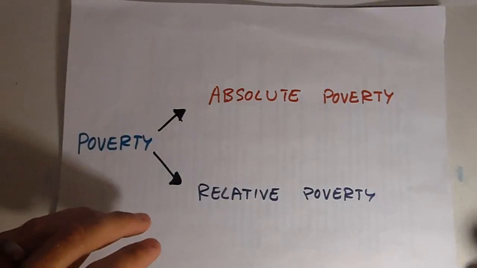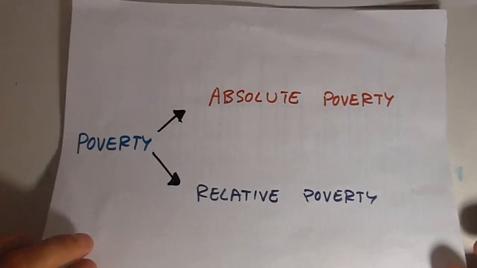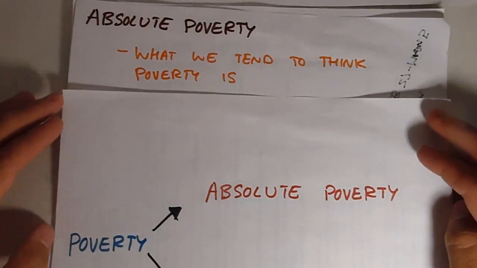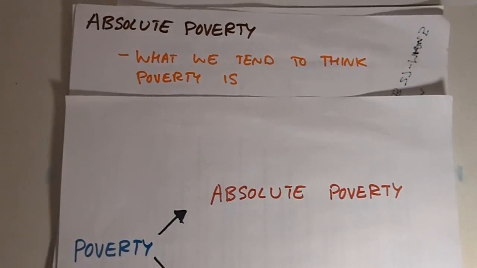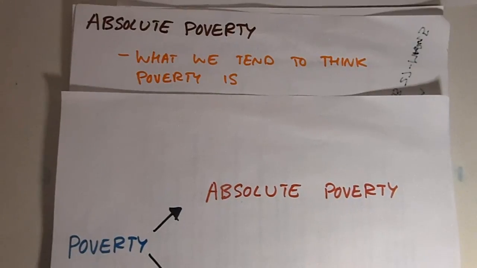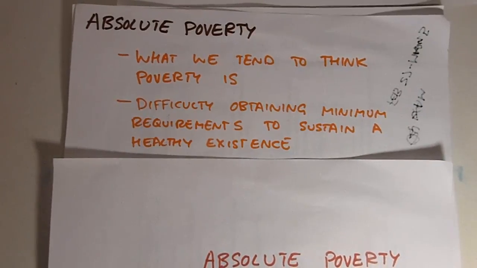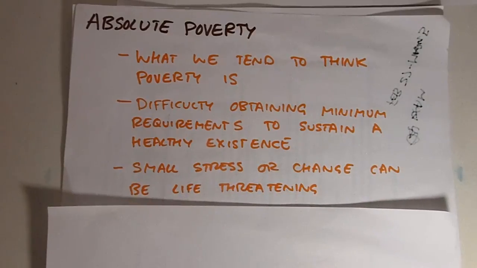Now, absolute poverty is what we tend to think we're talking about when we use the word poor or poverty, even if maybe we're really talking about something else. Usually when we use the word poor, we mean that we don't have enough money to buy a certain thing. With absolute poverty, we're in a condition in which we have difficulty obtaining the minimum requirements to sustain a healthy existence. So the things that we can't buy are the most basic, fundamental things we need to sustain life. This is more than just living paycheck to paycheck and worrying about paying for your cell phone or something like that. This is a situation in which a very small stress or change can actually become life-threatening.